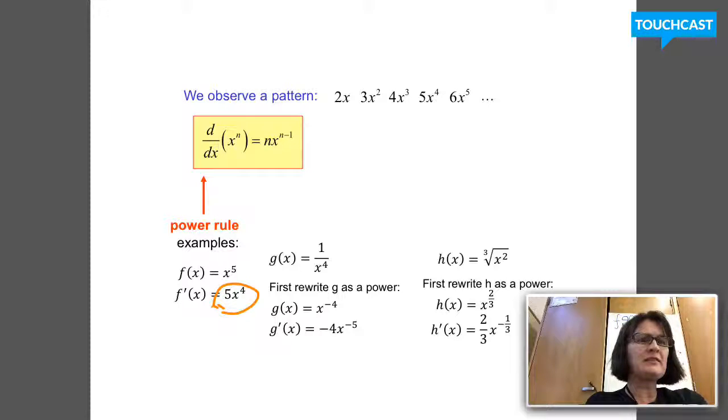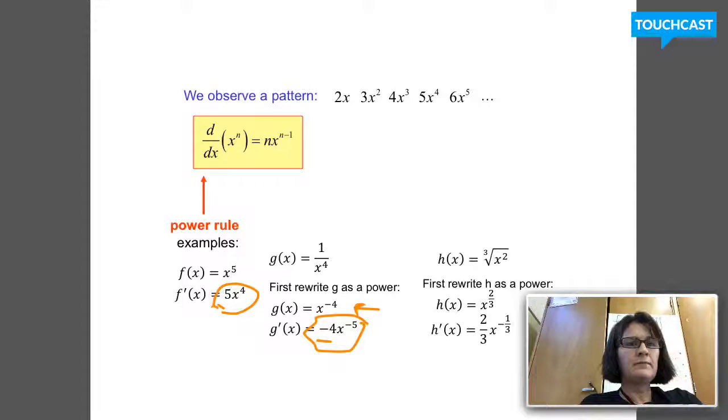We have g of x is 1 over x to the 4th. If I can rewrite that as x raised to an exponent, I can use the power rule again. It's your job to remember that I can rewrite 1 over x to the 4th as x to the negative 4th. So g of x is equal to x to the negative 4th. What's the exponent? It's negative 4, which comes down to the front to multiply. My new exponent is 1 less than the old exponent. So negative 4 take away 1 makes negative 5. So negative 5 is my new exponent. If g of x is x to the negative 4th, g prime of x is negative 4x to the negative 5th.